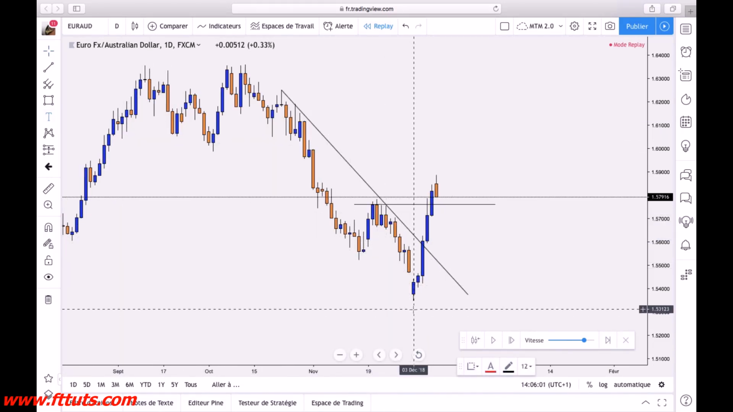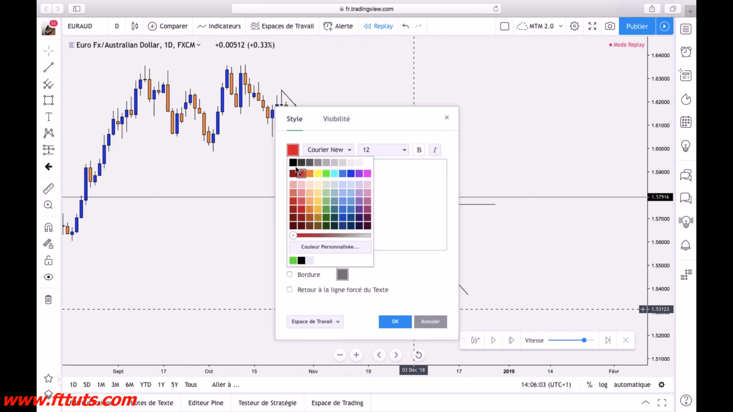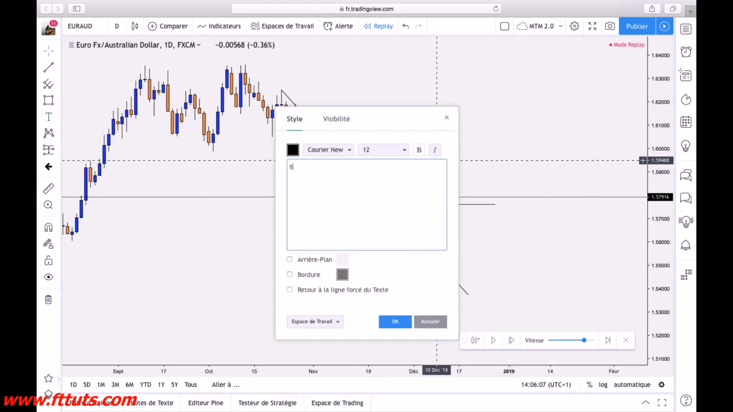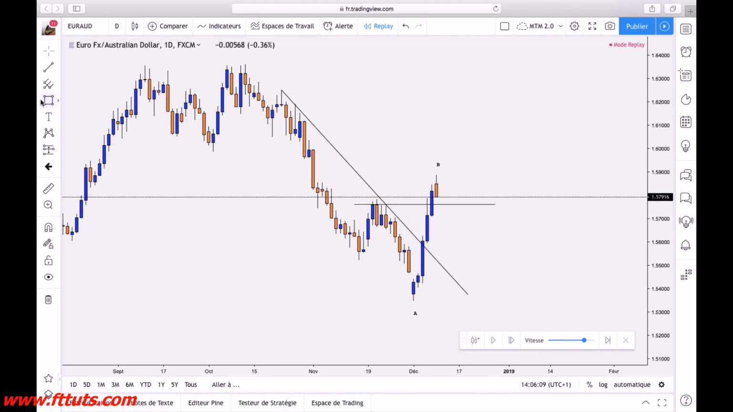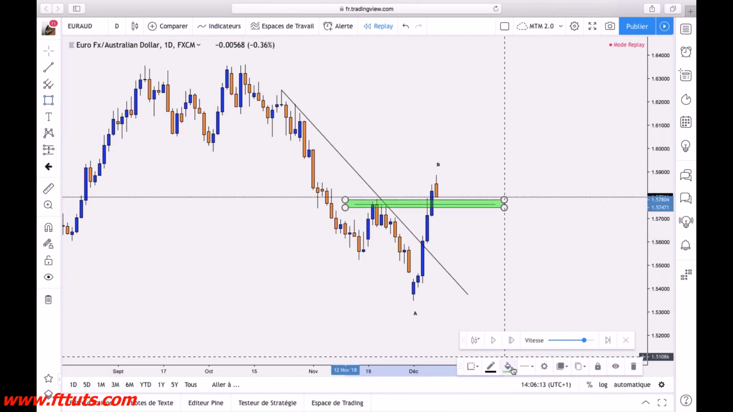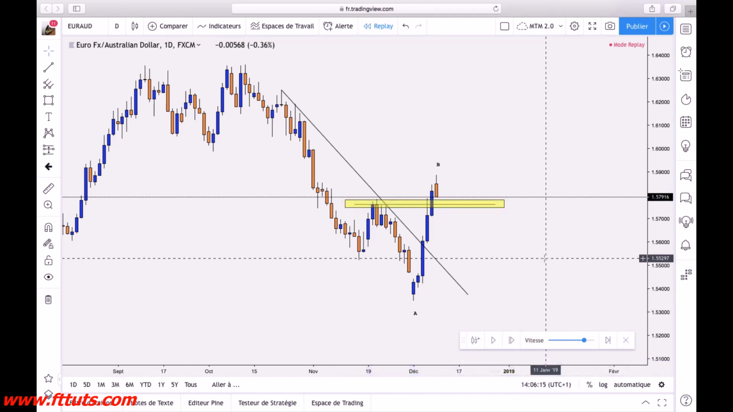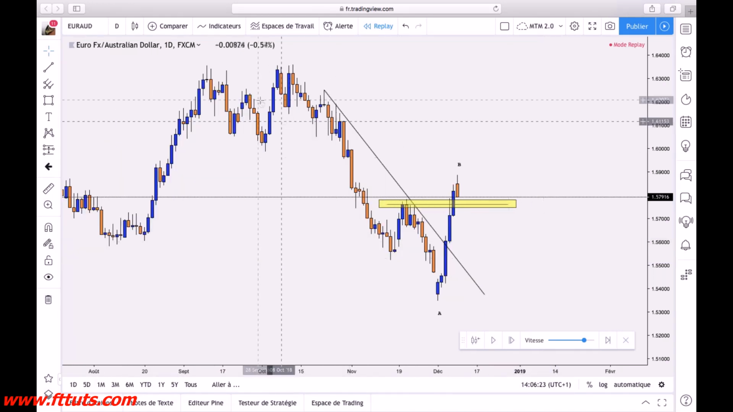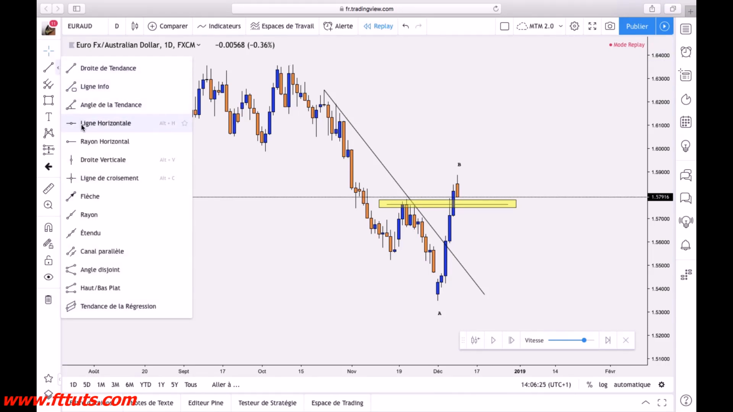So you got your point A, your point B, and you are supposed to see a point C in this area. That's your job, to monitor the price to see where the pullback happened. Now, let's draw the zone.